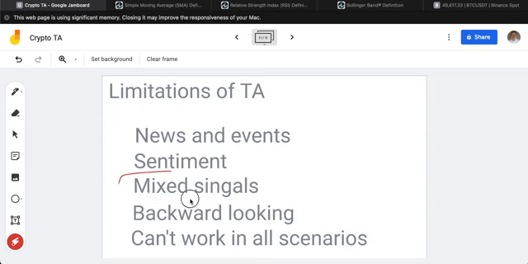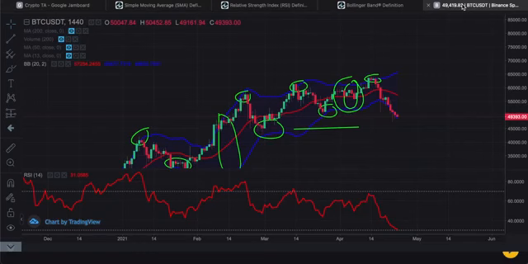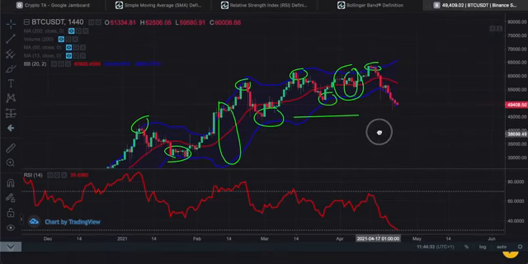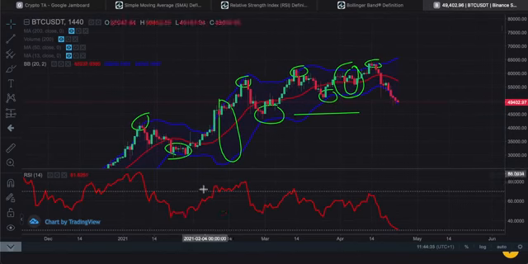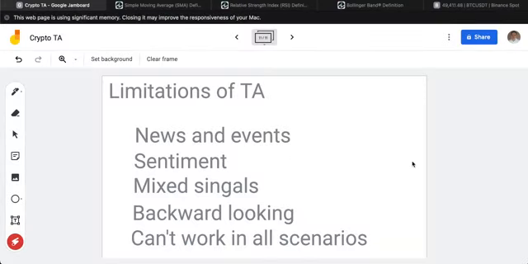You also get a lot of mixed signals with technical analysis on a lot of occasions. You can use these as a guide. The RSI can be very high. That's not to say that the price can't move up though. And the more indicators you use, the more confused you may be in terms of what they're actually telling you. Technical analysis is only backward looking and cannot predict the future. And technical analysis cannot work in all scenarios.